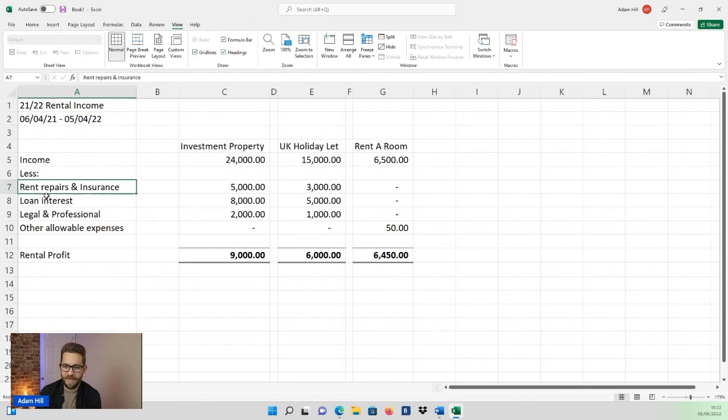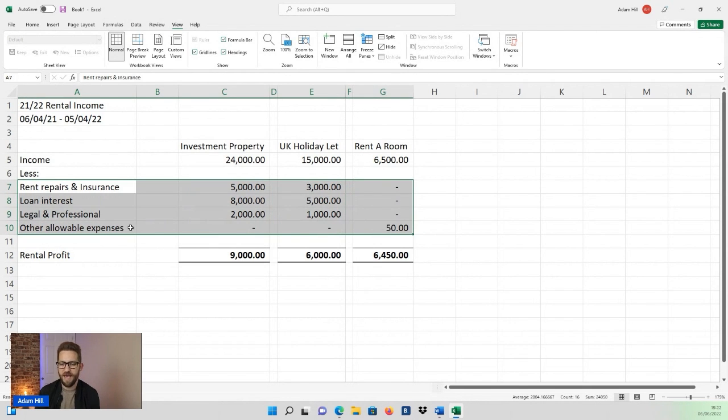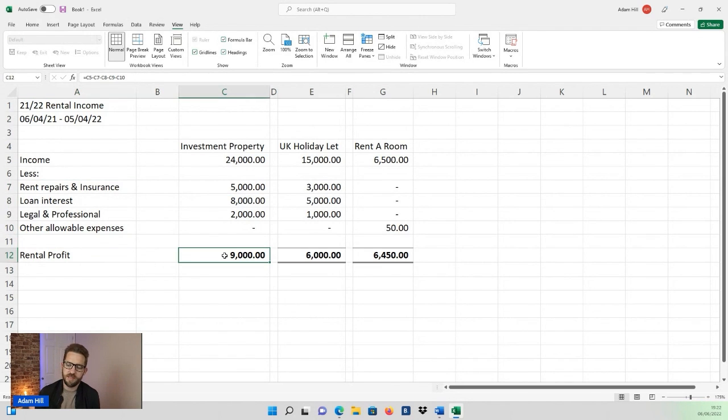And there are actually more categories than this, but this would be the bare minimum. And then, of course, that will leave you with a rental profit for the tax year that we're looking at. So we're going to go ahead and complete the return now, or the property income section of the return, by inputting figures from this schedule here.